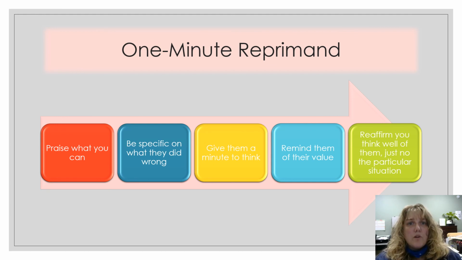They have to process what you've said. You can't just ramble on and then get at the end, because they're going to sit and that's going to become psychological noise. So give them a minute to think, and then remind them of their value. Remember, it's all about excite, entice, and we want to build that self-esteem and the confidence, and we want to give them a good sure footing for when they're out in the field on their own. So remind them of their value and reaffirm you think well of them, just not of the particular situation or whatever that particular incident was that you feel you need to correct any behavioral issues you see.